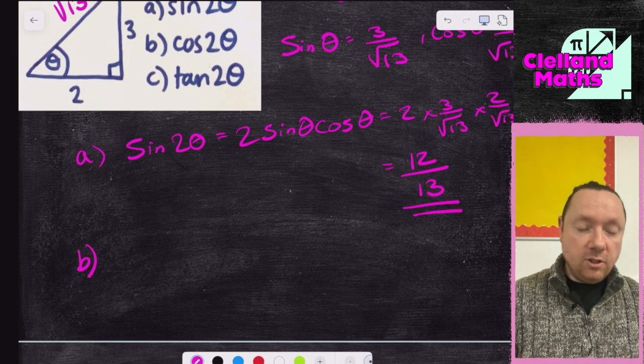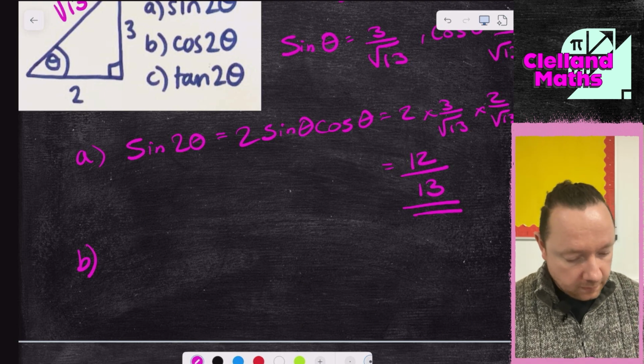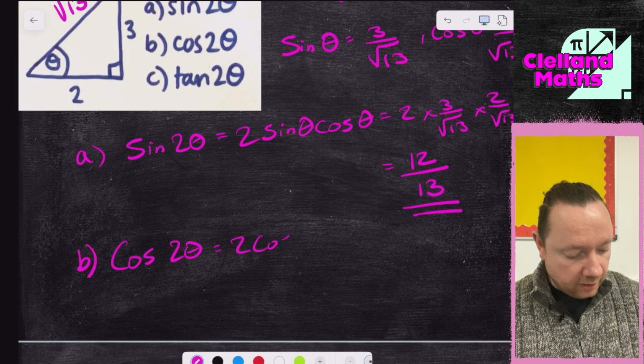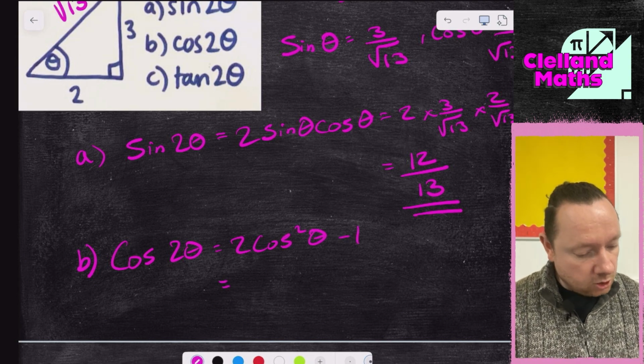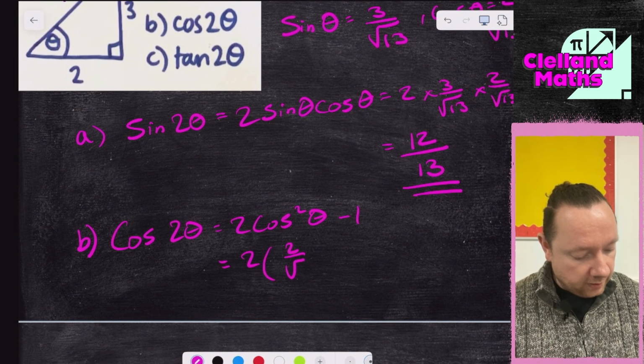So the exam paper for that one gives you a number of formulas, but I'm going to use 2 cos squared theta minus 1. So cos 2 theta is 2 cos squared theta minus 1. It doesn't matter which one you use, you'll get the same answer. Cos theta is 2 over root 13, so it's 2 over root 13 all squared minus 1.